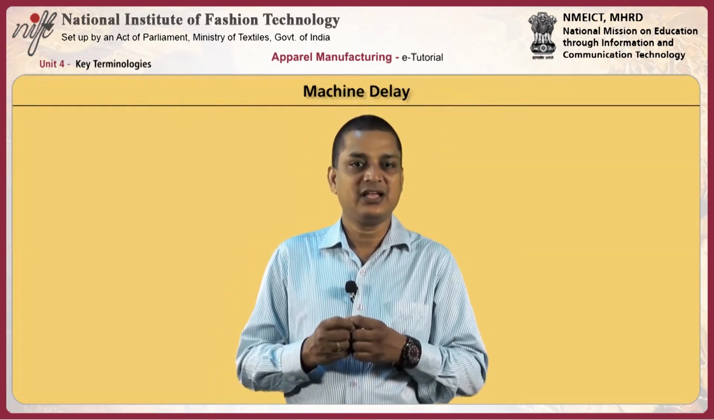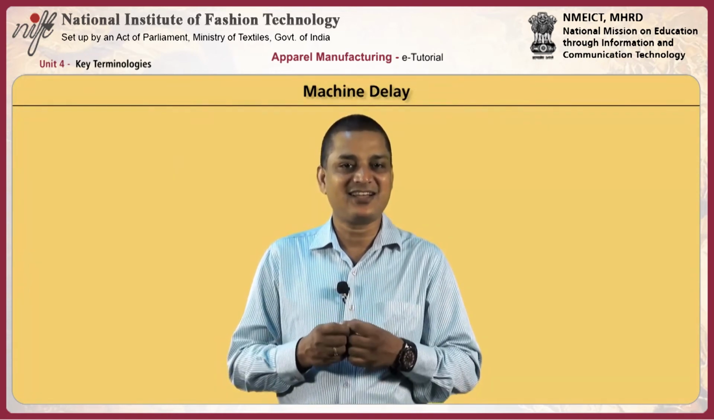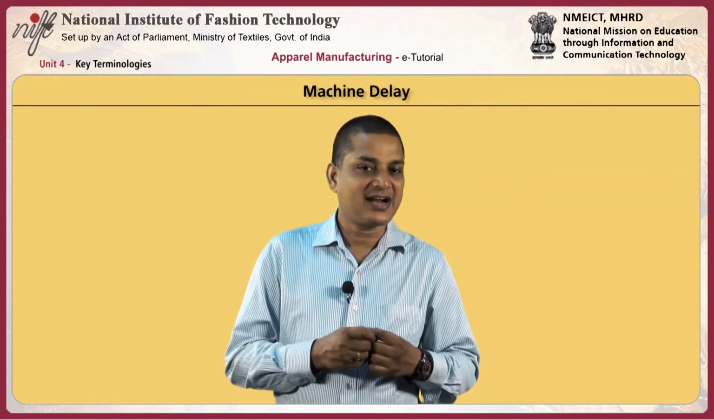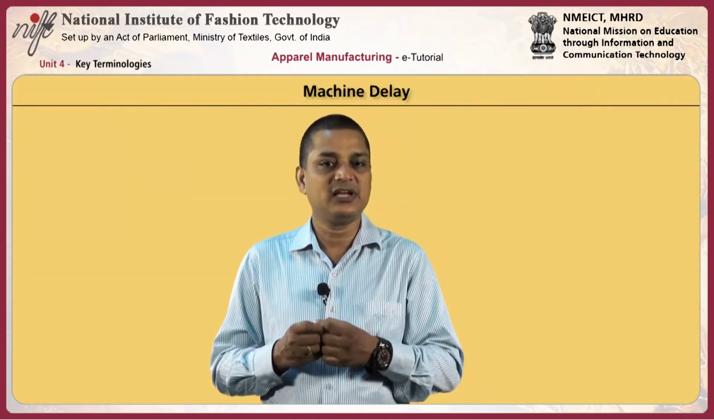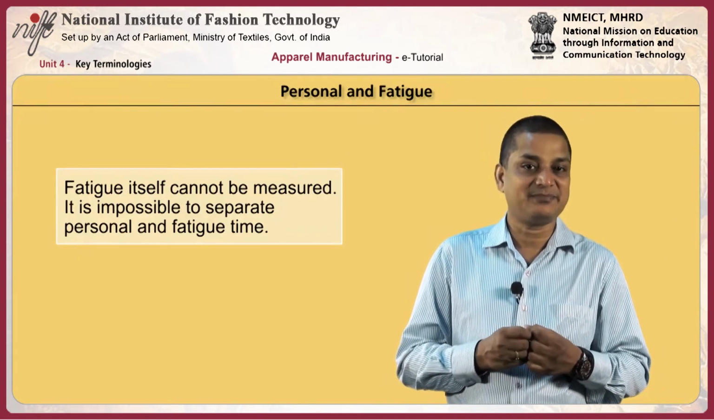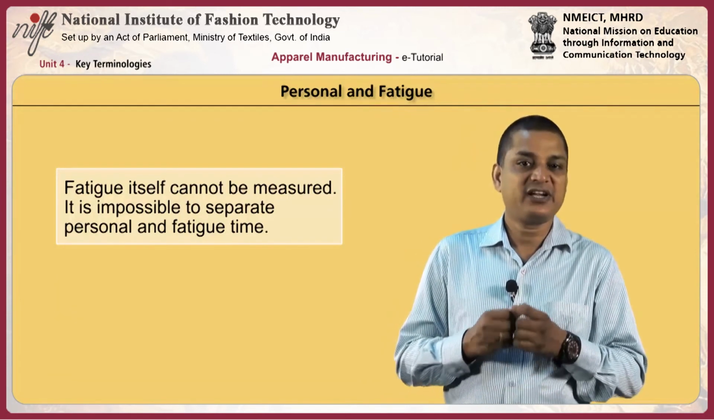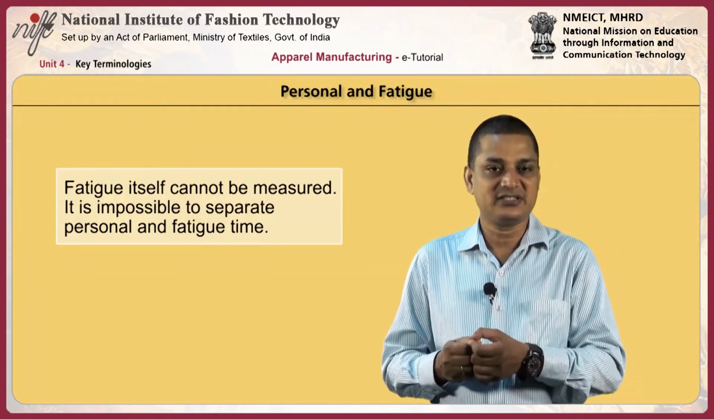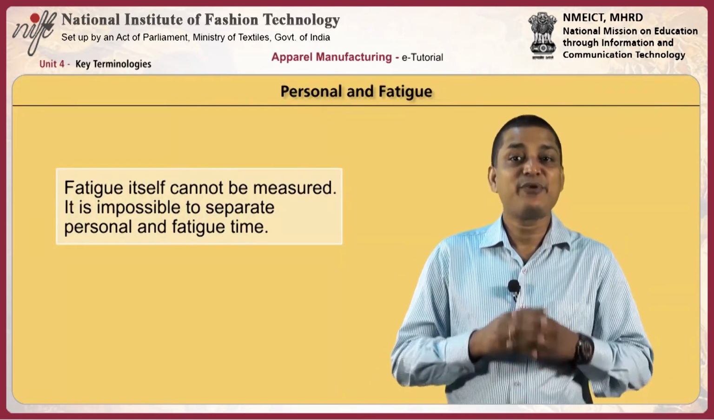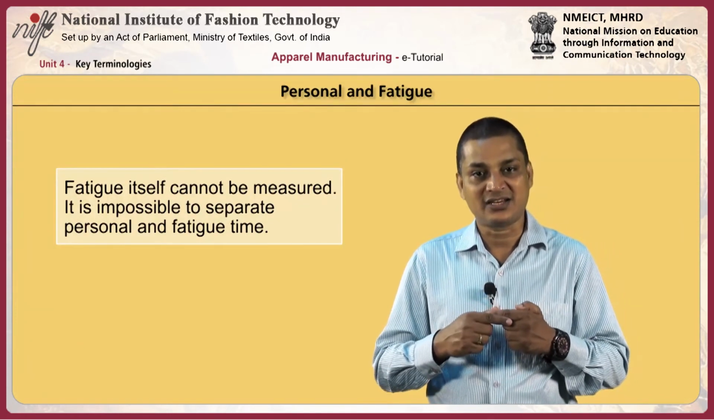However, a job with an unusually high or low percentage of pure work in the cycle would merit a discretionary adjustment to the factor, and the engineer is expected to be alert for this. Some aspects of normal acquired personal time can be quantified, but fatigue itself cannot be measured. It is also impossible to separate personal and fatigue time because of their interrelations with one another.